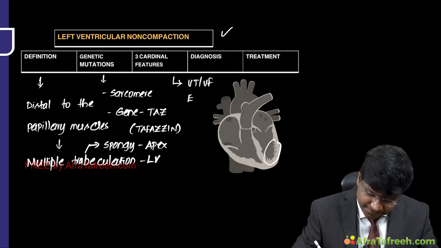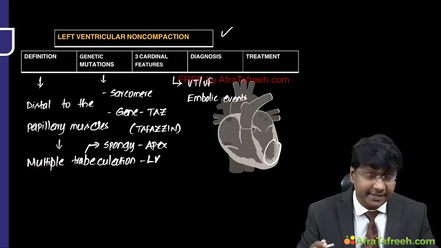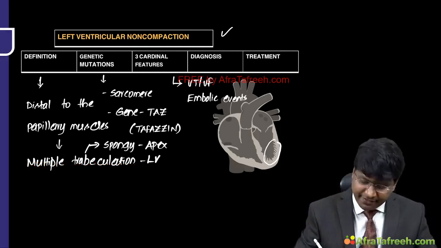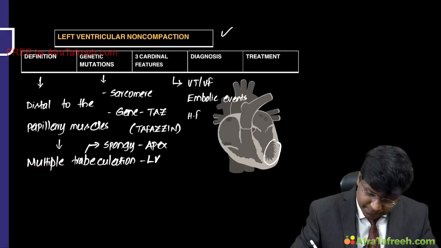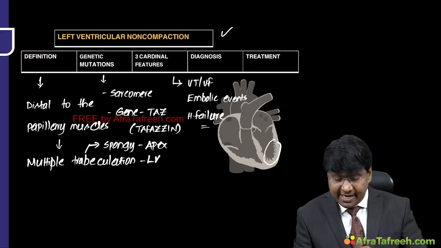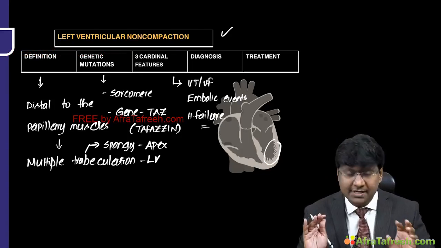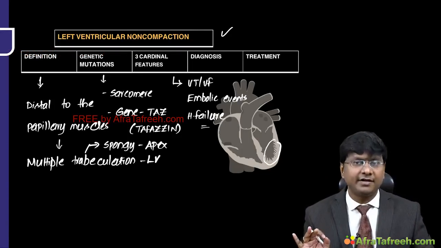Number two, embolic events, right? And number three, the development of heart failure. So the heart failure whichever is developing, that is mainly because of the defect within the left ventricular apex.